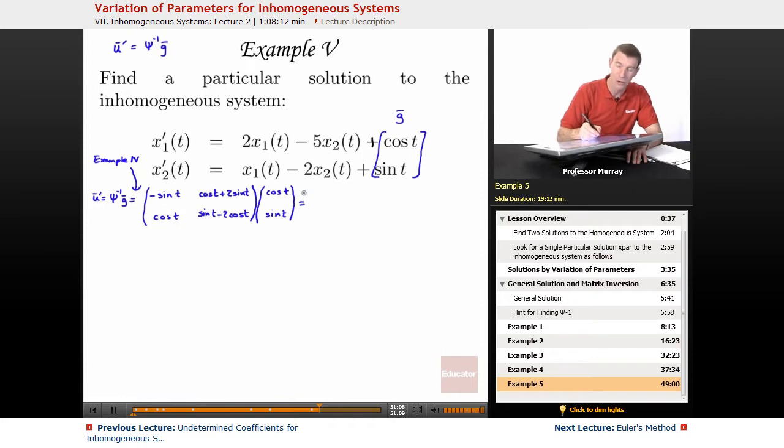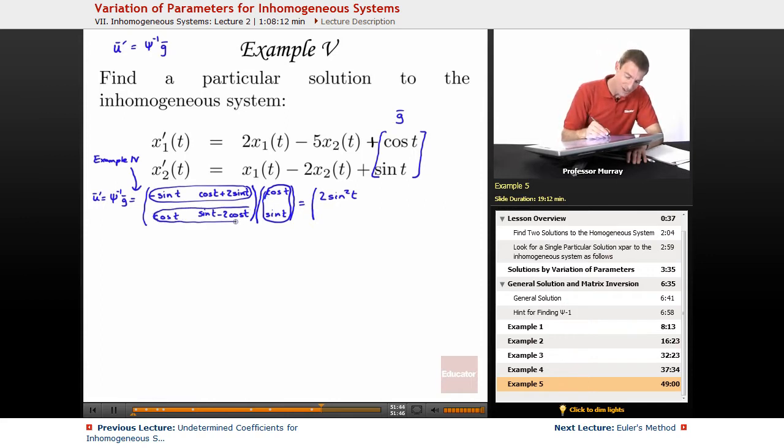And I need to multiply those through. So I see on the first row, I've got minus sine t times cosine t. And then I've got a cosine t times sine t, so those will cancel. And I'll just get 2 sine squared t. So the way I got that was I multiplied this row by this column, and I saw that I had two terms canceling, a term of cosine t sine t, occurring with a negative and with a positive. So that's why I canceled those out right away.